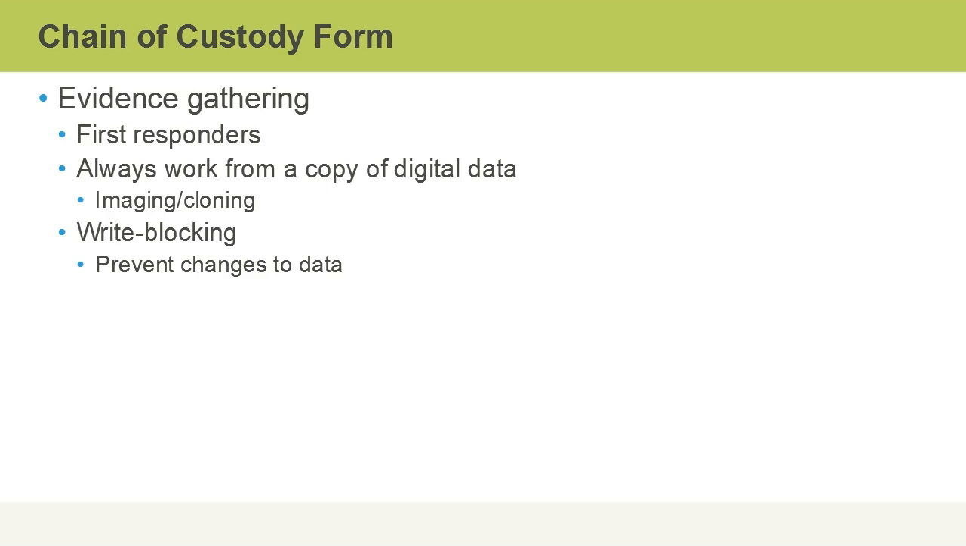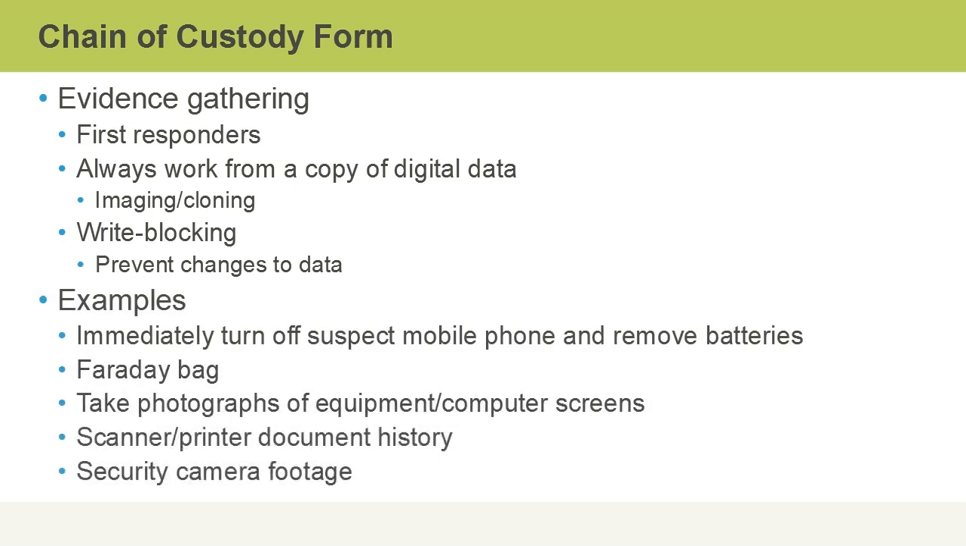Write blocking can also be used to prevent changes to data. Write blocking usually comes in the form of software these days where, for instance, before we image a hard disk to be used for evidence, we would install write blocking software to ensure that no changes would be made in that case to that specific device.